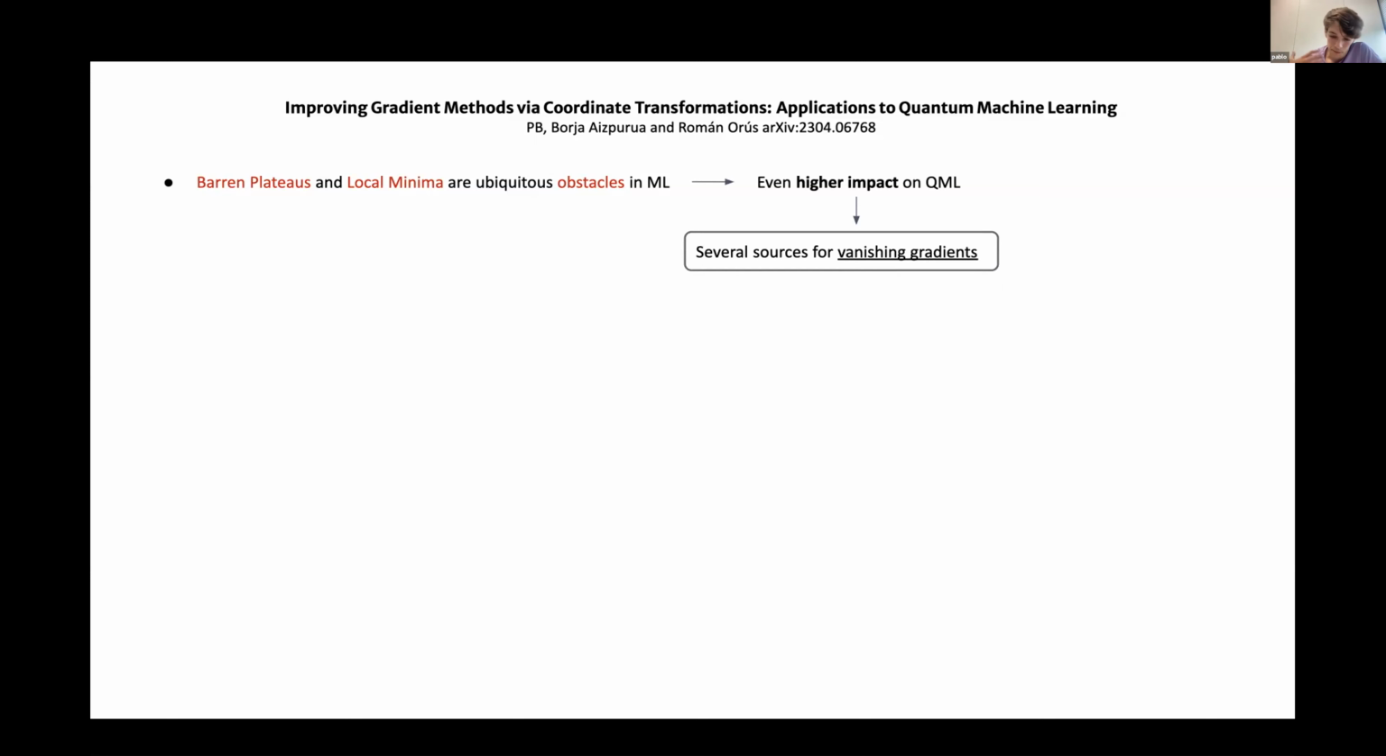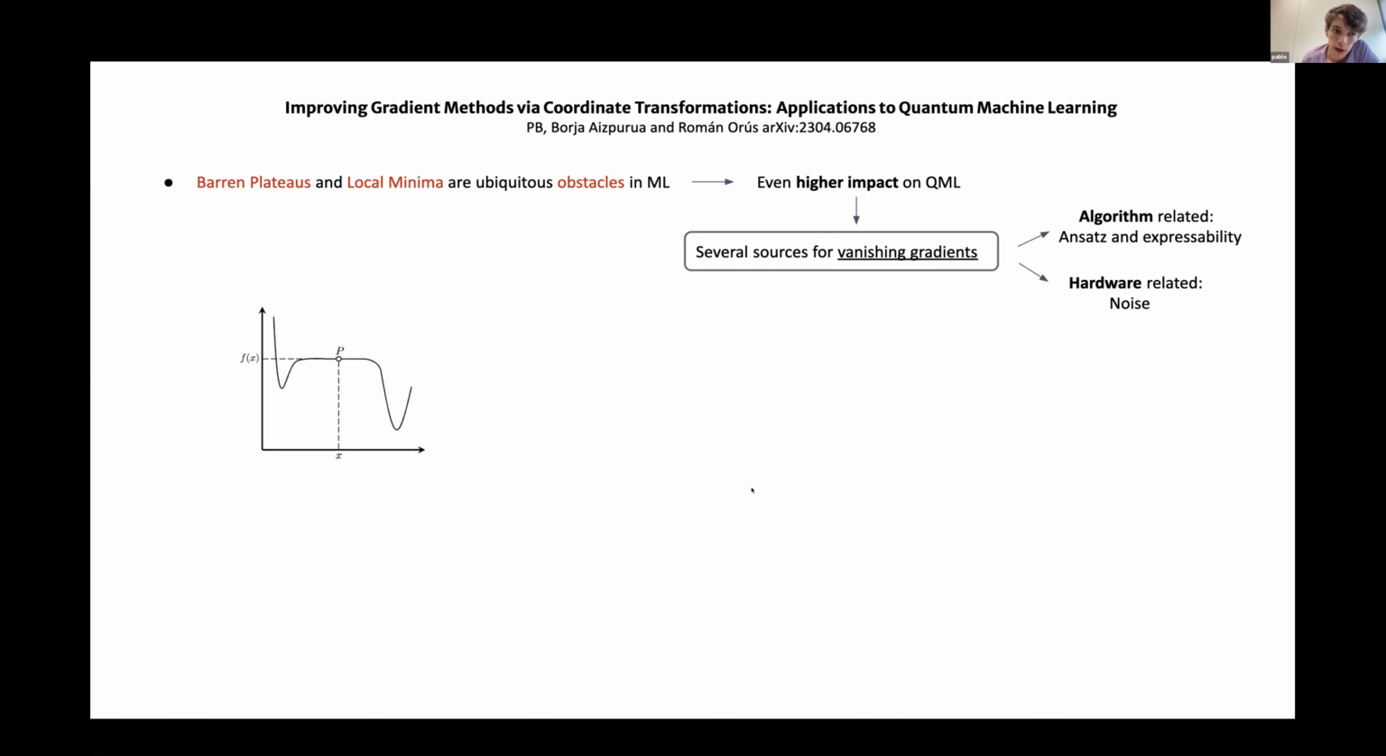Those are caused by vanishing gradients. This is mainly due to algorithm-related things, such as not choosing a good ansatz. It is very difficult to deal with the expressibility of your quantum circuit. It could also be hardware related: your hardware may simply have some intrinsic noise. But it will certainly affect the way you move in your landscape of solutions.